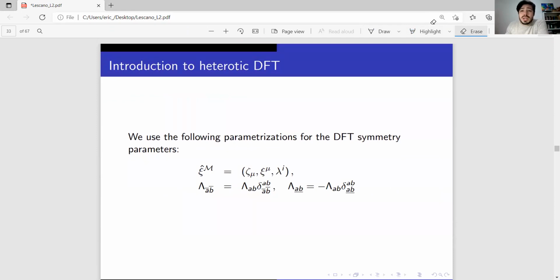And when we parameterize our symmetries from the gauge double field theory point of view, these parameters, in some sense, are saying that inside generalized diffeomorphisms, we have abelian gauge transformations, non-abelian gauge transformations, and diffeomorphisms. Well, I think this is clear.